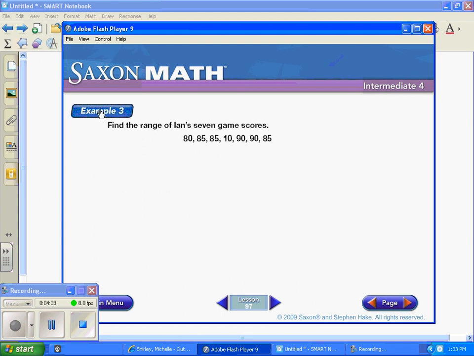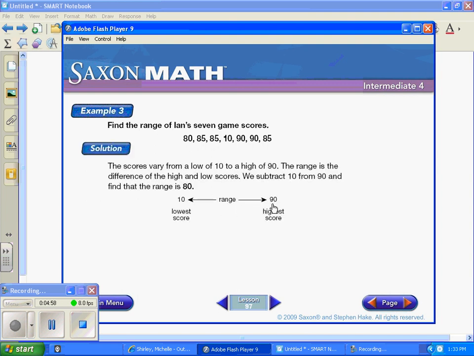All right, now find the range of Ian's 7 game scores. I told you you would need to do a math problem for this. Find the difference between the highest and the lowest. So it looks like the highest score here is 90, and we're going to take away 10, and that will give us the range. So you can see from 10 to 90 is a difference of 80. So there's a range of 80 points in those scores.